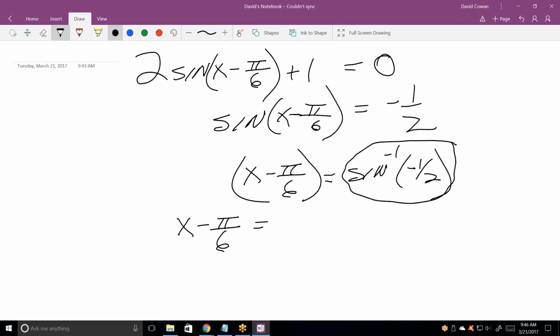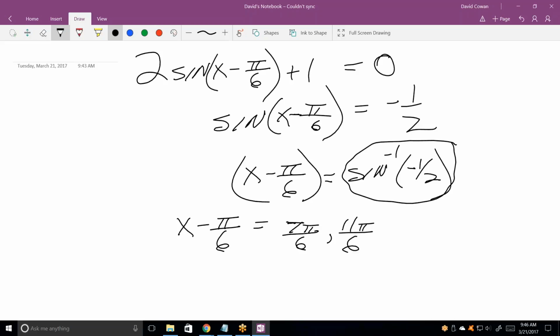Sine is negative 1/2 at pi over... 7 pi over 6. Well, and it's actually... Oh, yeah. What am I thinking? 7 pi over 6 and 11 pi over 6.